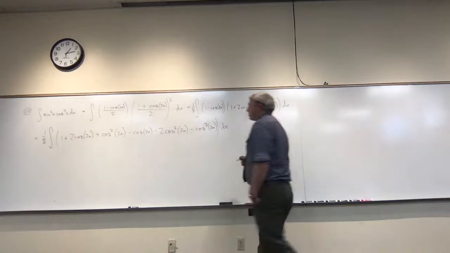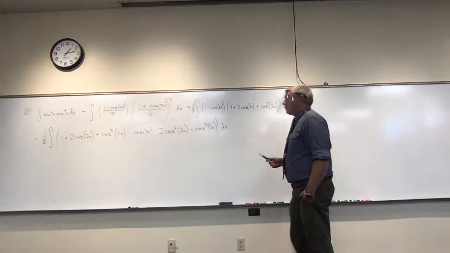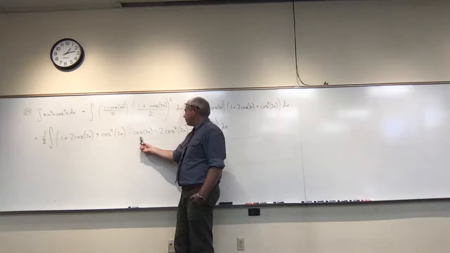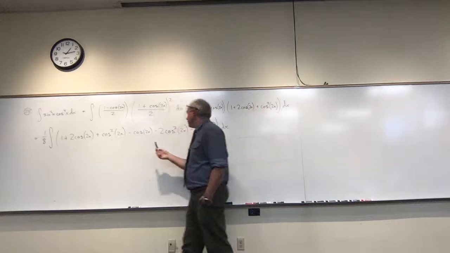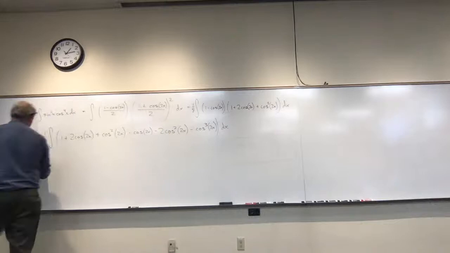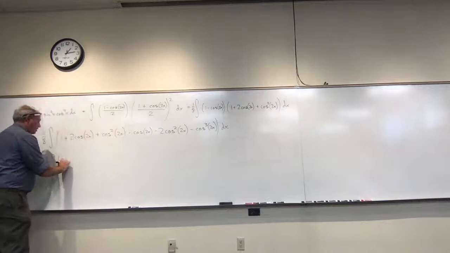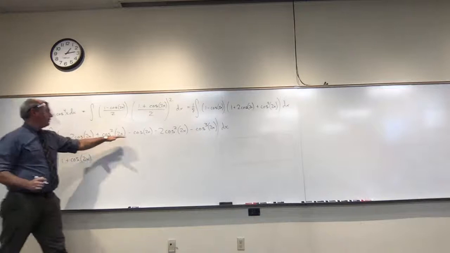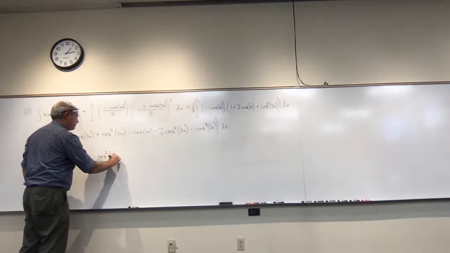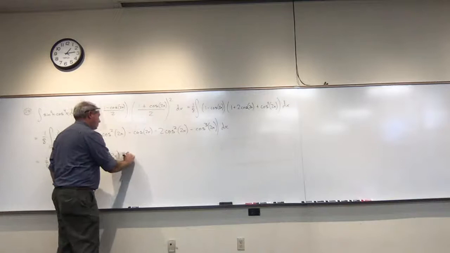Okay. So now the question is, does this simplify at all? A little bit, right? We have 2 cosine of 2x minus 1 cosine of 2x, so we just have 1 of them. And we have a cosine squared of 2x minus 2 cosine squared of 2x, so we just have minus 1 of those. So let's rewrite it. That's 1/8 integral of 1, then 2 of these minus 1 of these, so plus cosine of 2x. I have 1 of these minus 2 of these, so minus cosine squared of 2x. And for cubed, I just have minus cosine cubed of 2x dx.